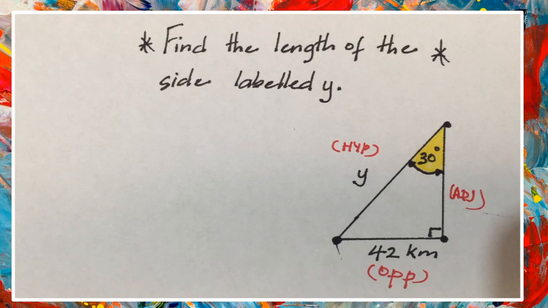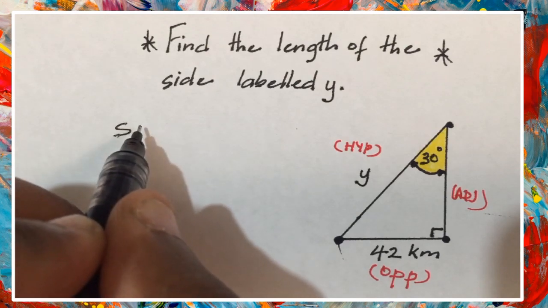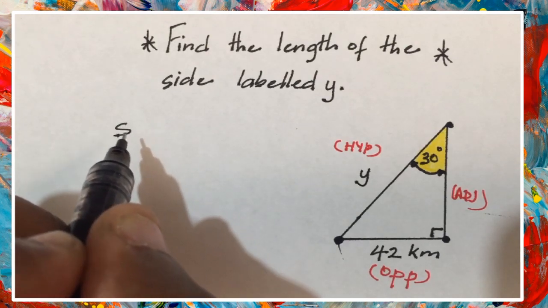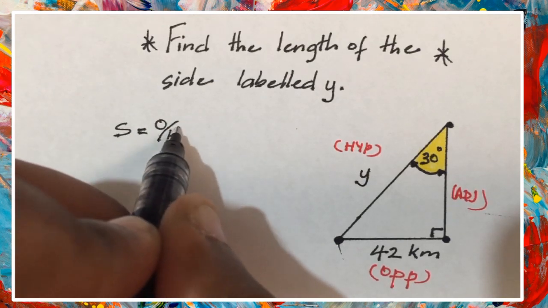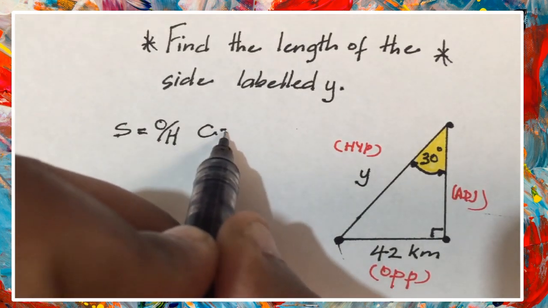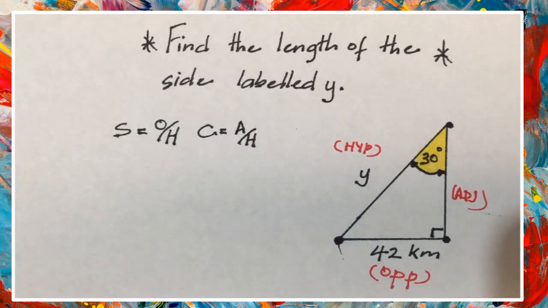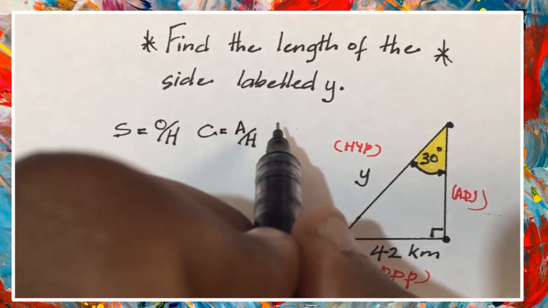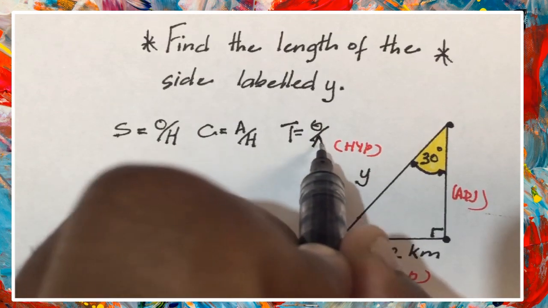So the ratio that we use must have the hypotenuse. Do you remember the ratios? We're going to write it out. So for sine, sine is equal to O, which is the opposite, divided by the hypotenuse. And cosine is equal to the adjacent divided by the hypotenuse. And tangent, which is represented by tan, is equal to the opposite over the adjacent.